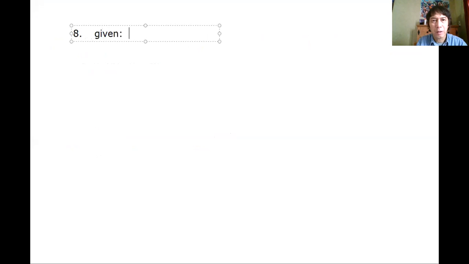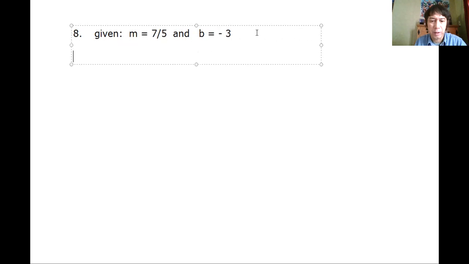Given we have the slope equal to 7 over 5, and our y-intercept is negative 3. Let me extend this. Okay, let me just verify. 7 over 5, b is negative 3. Okay, let me go back to the screen. This is the whiteboard screen. All right, we shall continue here. Okay, this is the solution.